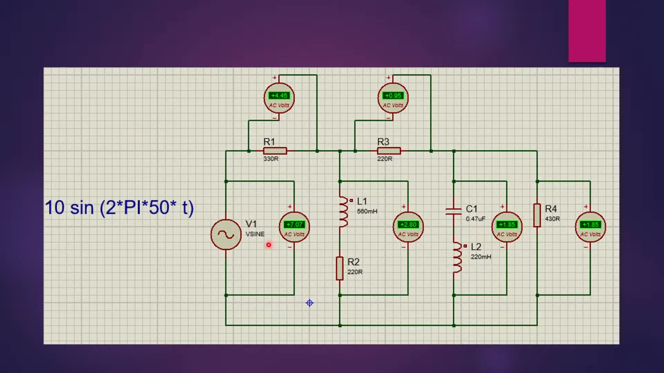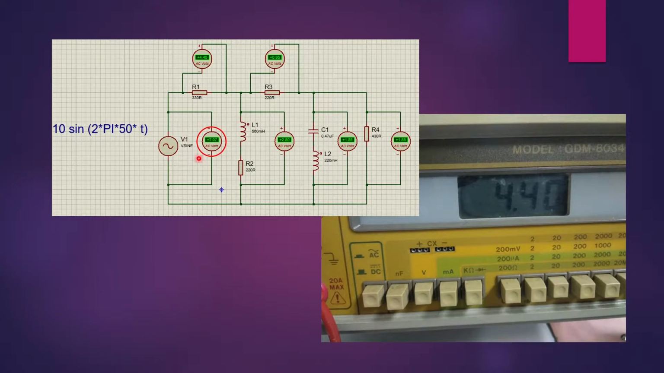Okay, now this is the circuit layout that we have drawn using the simulation of Proteus, and we have simulated it by connecting all those branches, including the source and every component, using the AC voltmeter, and we can see that the first one is 7.07 volt, and this is actually the VRMS of the source, which is 10 sine 2 pi 50 t. But what we find using the hardware setup connected to the digital multimeter is 4.40 volt.